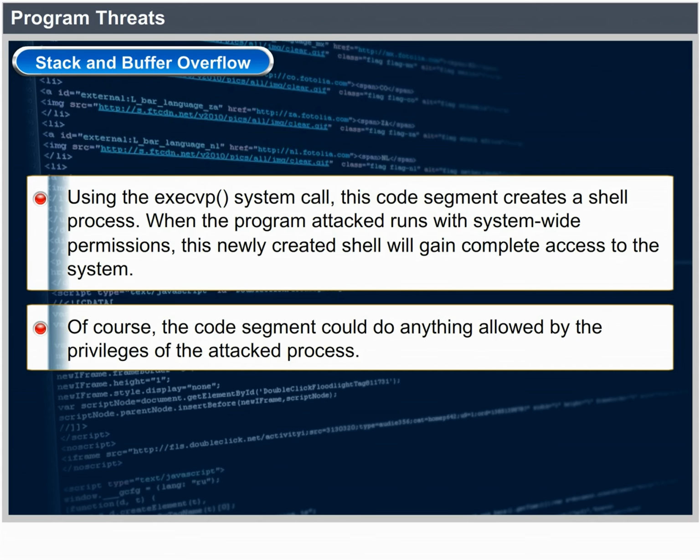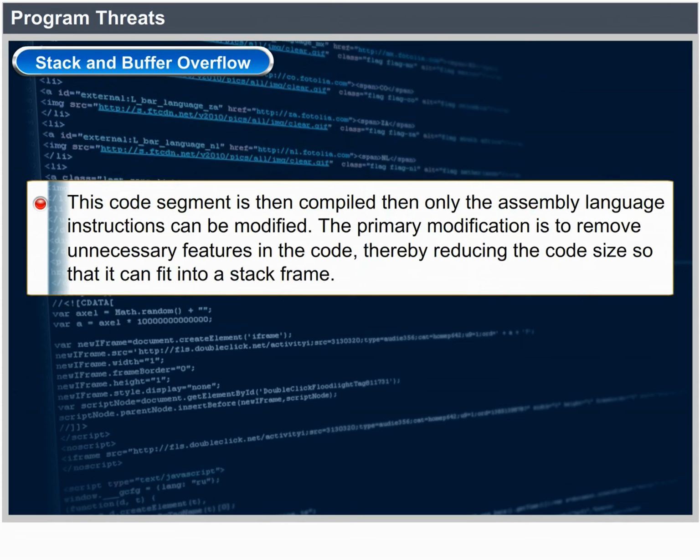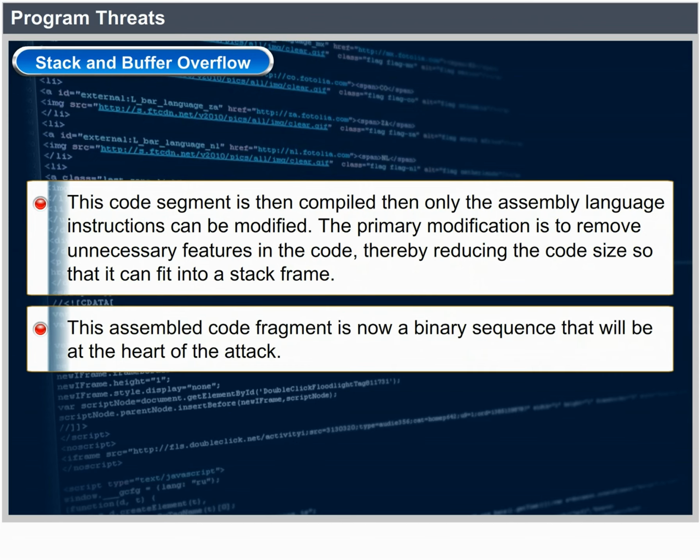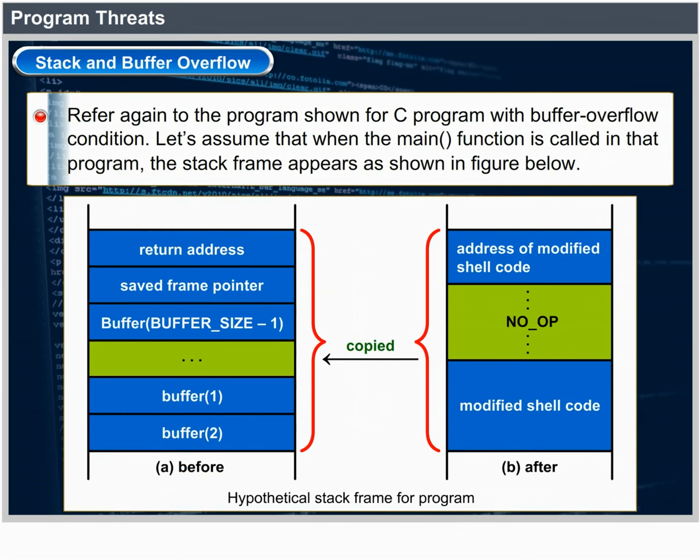This code segment is then compiled so that the assembly language instructions can be modified. The primary modification is to remove unnecessary features in the code, thereby reducing the code size so that it can fit into a stack frame. The assembled code fragment is now a binary sequence that will be at the heart of the attack. Refer again to the program shown for the C program with buffer overflow condition. Let's assume that when the main function is called in that program, the stack frame appears as shown in the figure below. Hypothetical stack frame for program A before and B after.